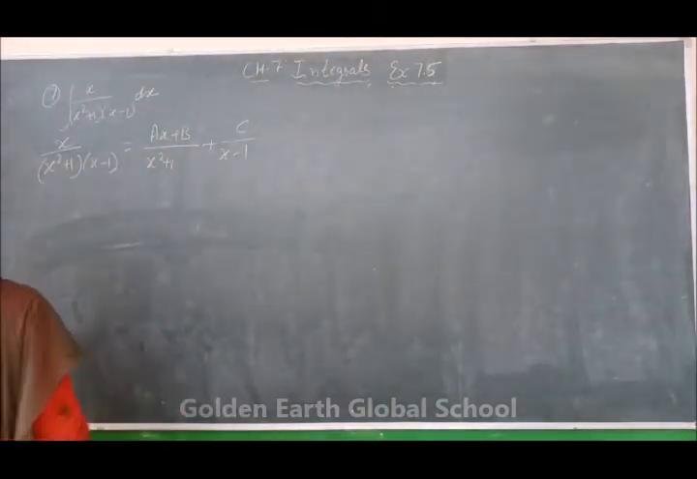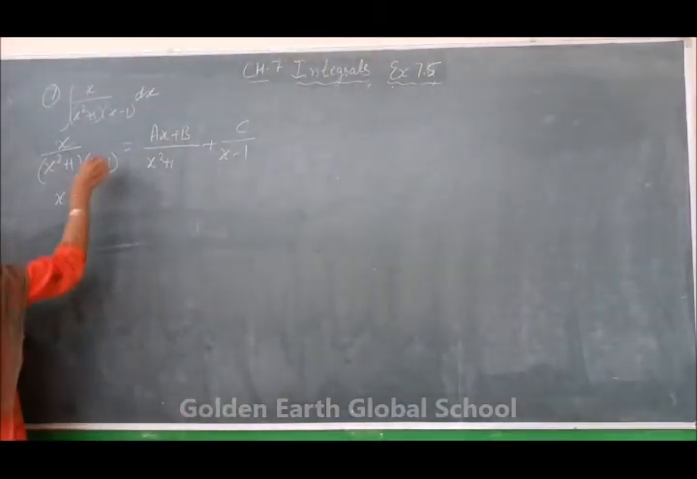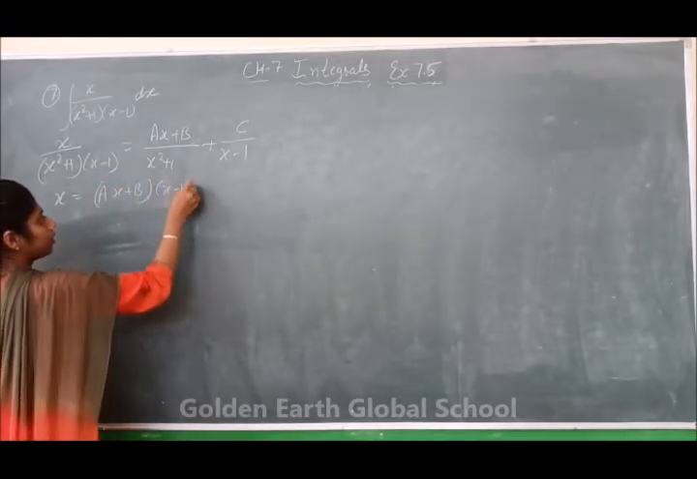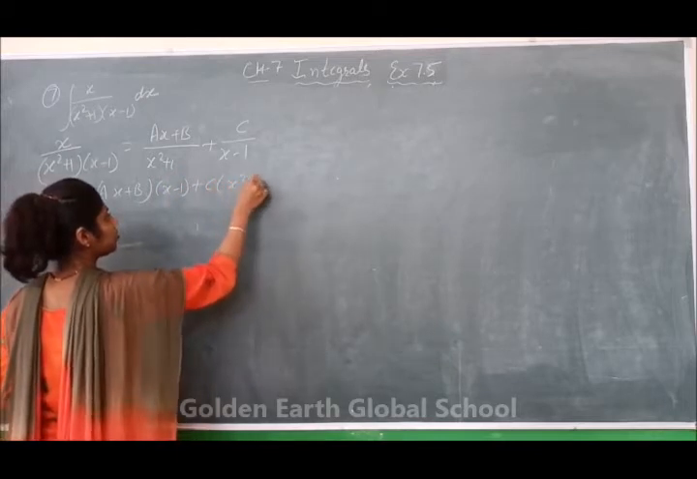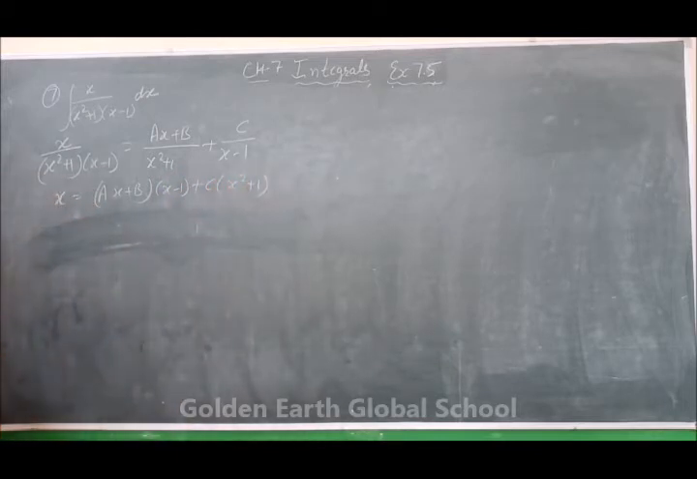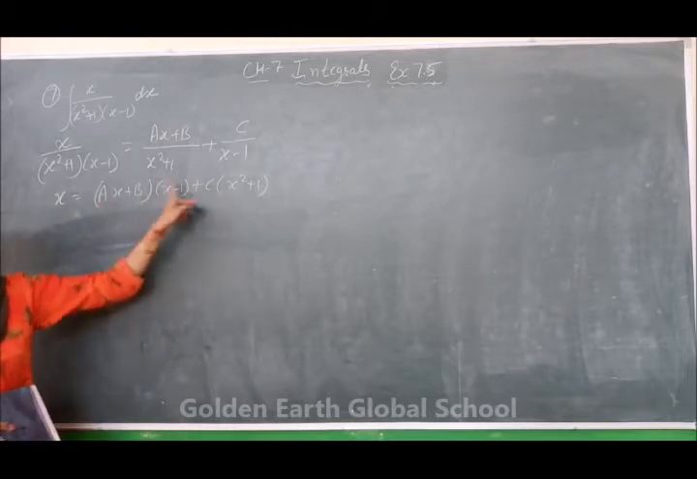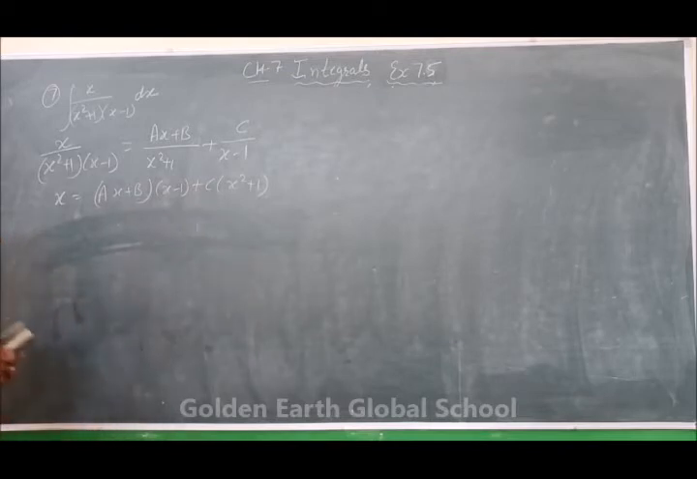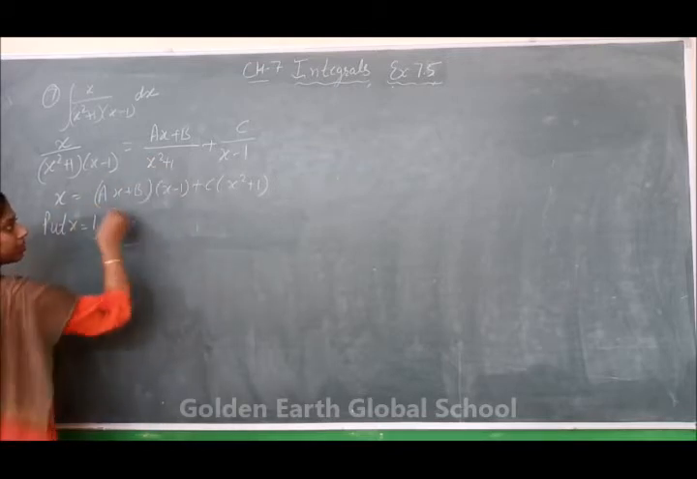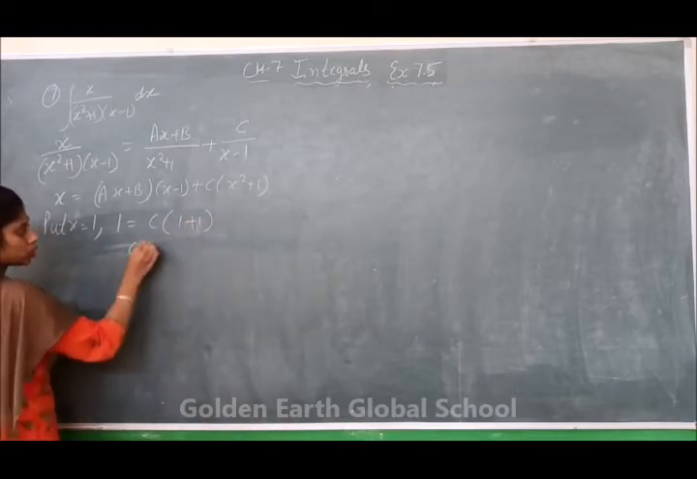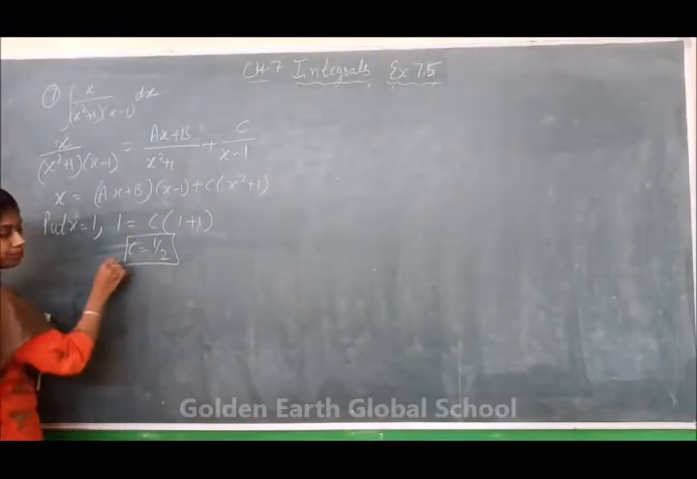Now see, again multiply by this term, so it will become a square plus 1. There are three constants, a, b and c. We have to find these three a, b and c. Again, we have to put x is equals to 1 first of all. 1 equals to, this term will become 0, C into 1 plus 1, 2. So C is equals to 1 by 2.